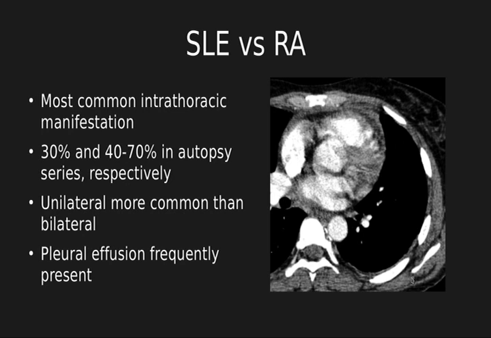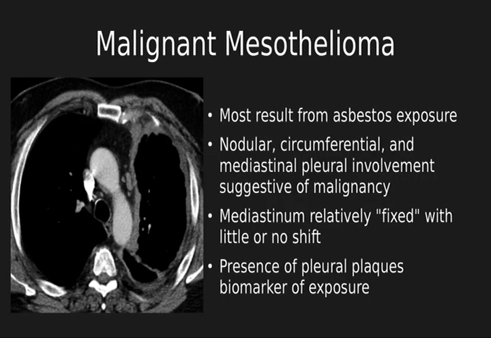This patient shows a smooth left pleural thickening and also a pericardial effusion. The serositis is most common in lupus.